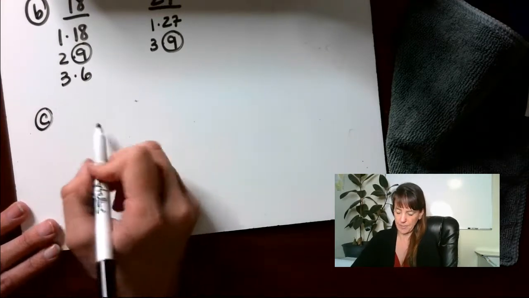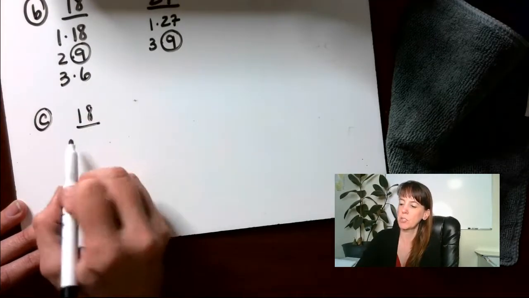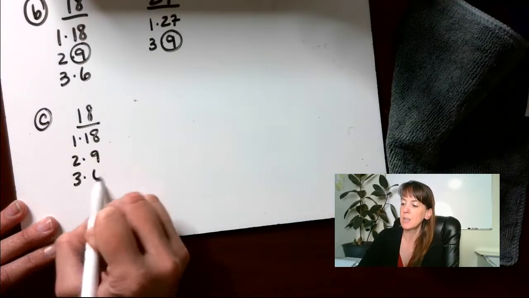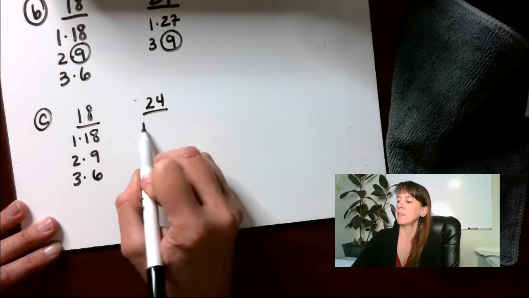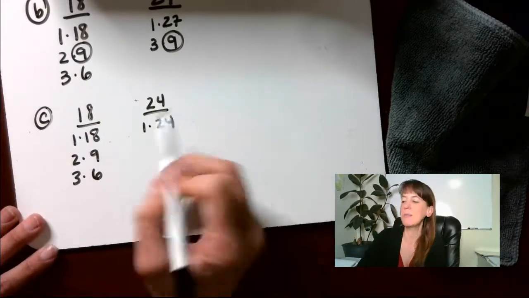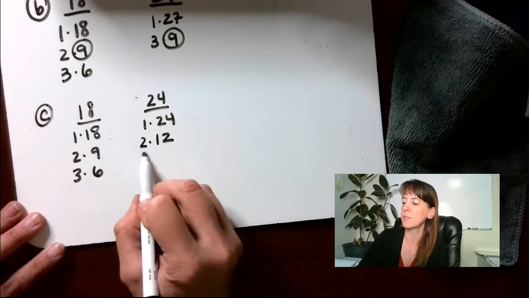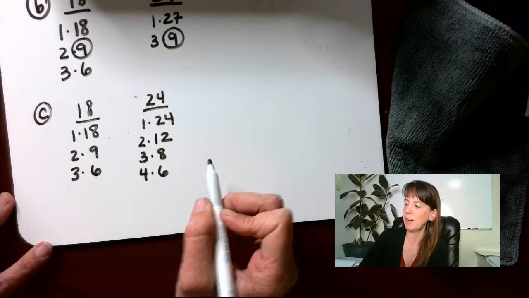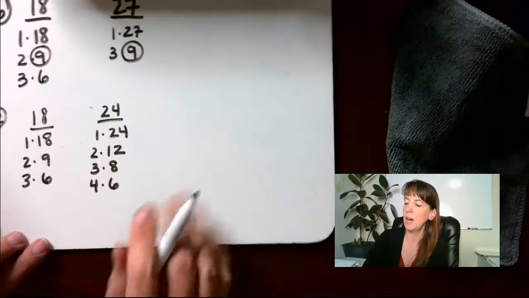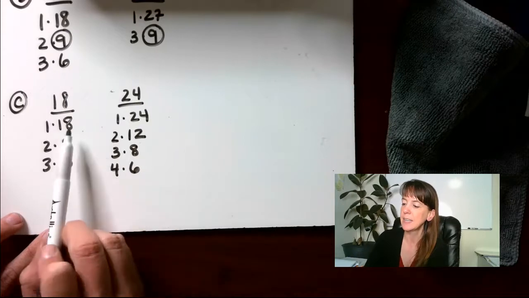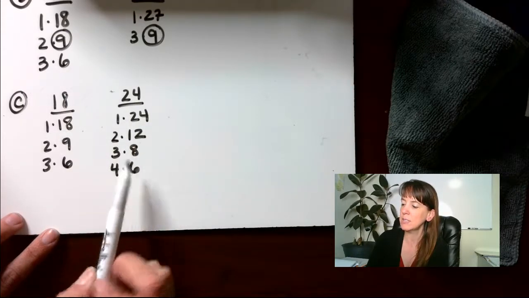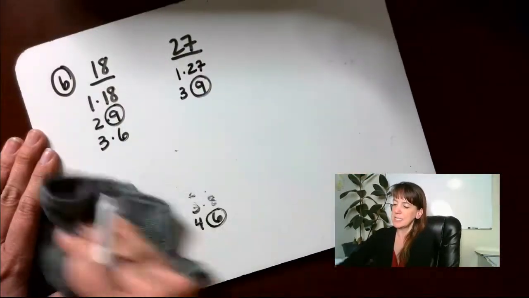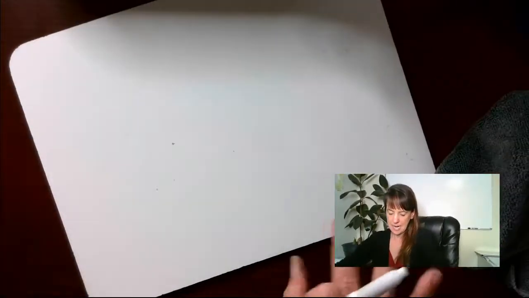So let's try C, 18 and 24. Fortunately we have all our 18 listed there, but it's a good idea to practice these over and over again. And then 24, I love 24 and 48, they're my favorite to find the factors of. 1 times 24, 2 times 12, after 2 comes 3, 3 times 8, 4 times 6, after 4 is 5, 5 does not go in. 6 does, but it's already on the board. So our greatest common factor here is 6. That was C. I hope you're getting the idea on these.